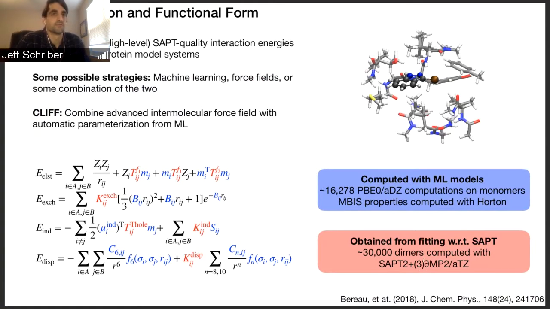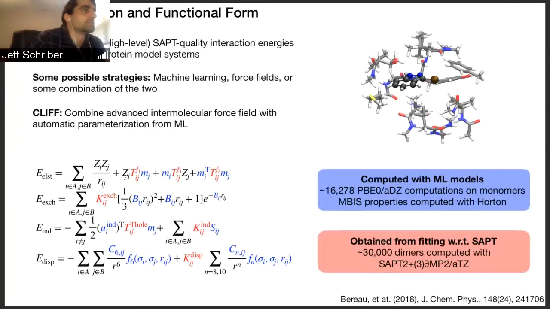It's pretty expensive, and so doing this for such a large number of dimers, almost 30,000, was quite an endeavor. But it's really amazing to have all that done. Again, all with Psi4. And so this allows us to get this high level SAPT quality by fitting to such a high level of SAPT.